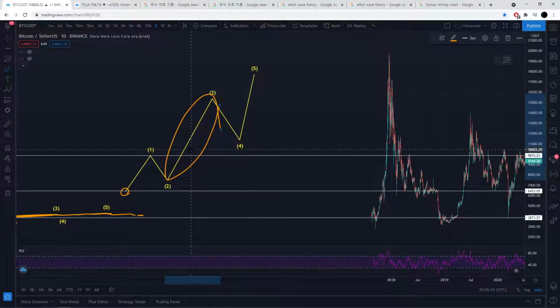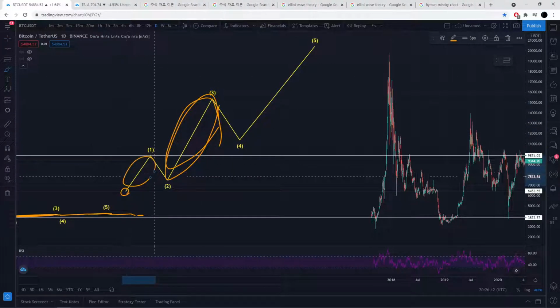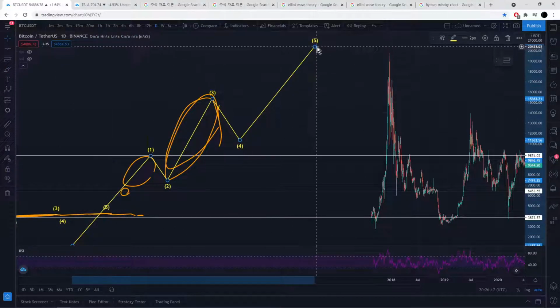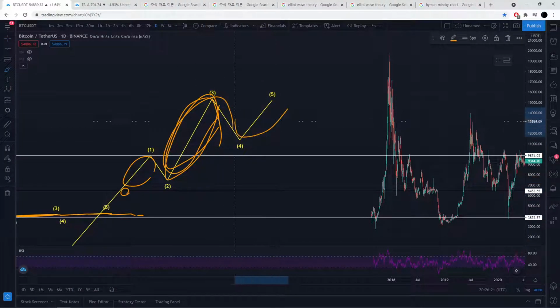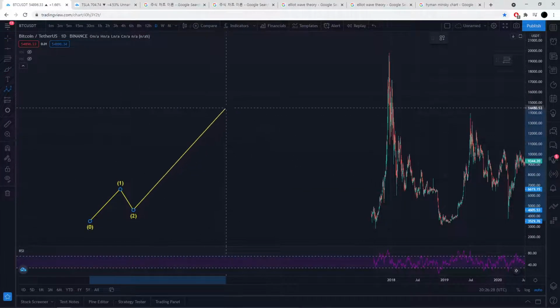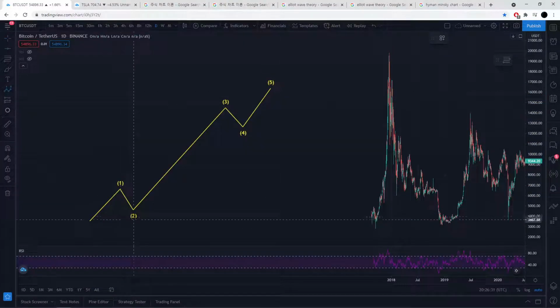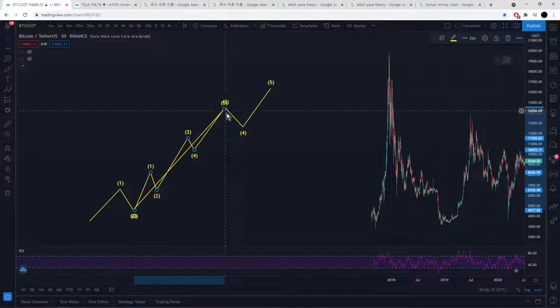Sometimes there is an extension for the fifth impulse, but still the third impulse has to be longer than the first one. Or sometimes there is an extended first impulse. In that case, the third impulse has to be bigger than the fifth one. But normally there is extension in the third impulse. Like that.